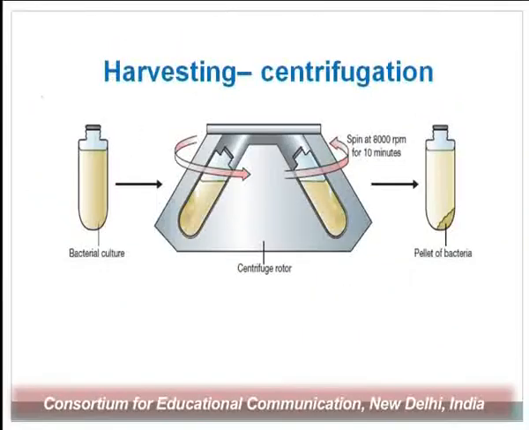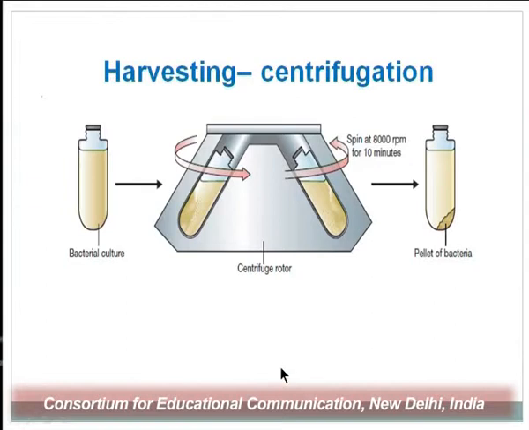The next thing is, when we grow this culture of bacteria, depending upon the optimum growth temperature and the optimum time it takes, after that the cells are harvested. Harvested means that the cells are collected and the rest of the media is just thrown out. For that, we use what is called centrifugation.